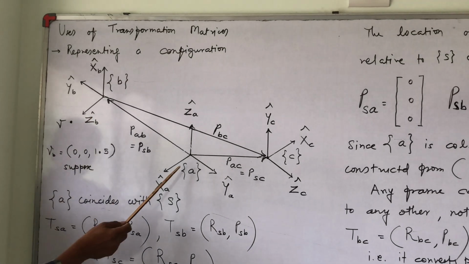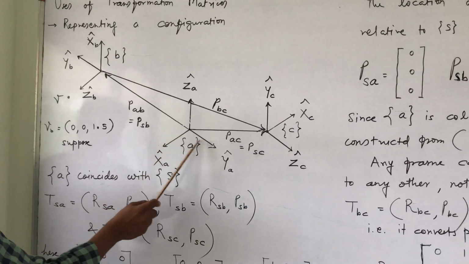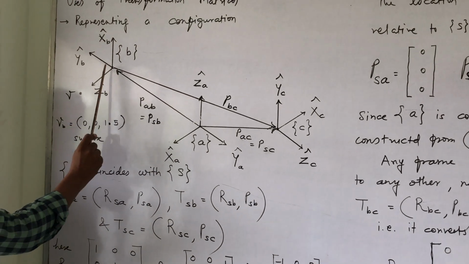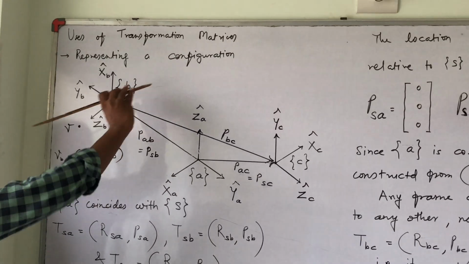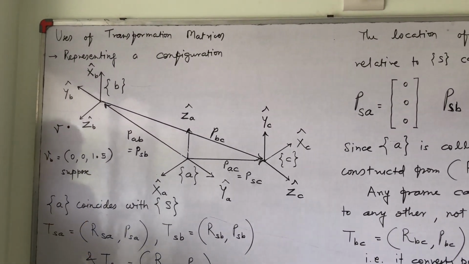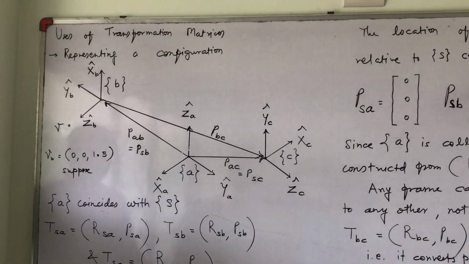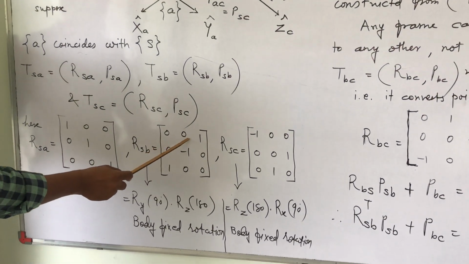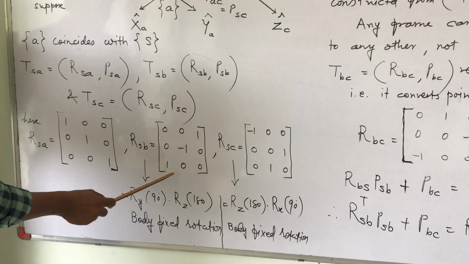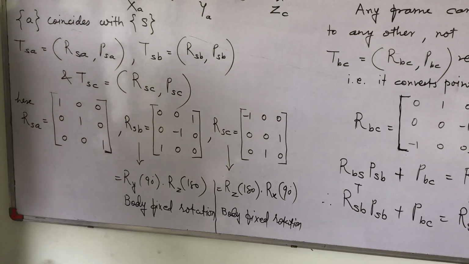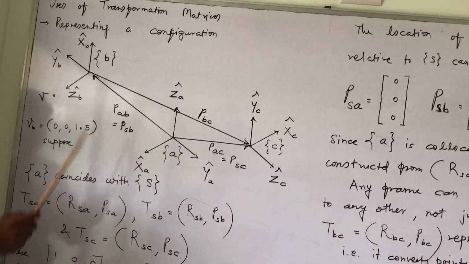Observe the orientation. This one is X, this one is Y, this one is Z. And the reference frame B, X, Y, Z. This orientation here is given by RSB: 0, 0, 1, 0, minus 1, 0, 1, 0, 0. It is in the book, readily available. But how can we achieve this orientation?